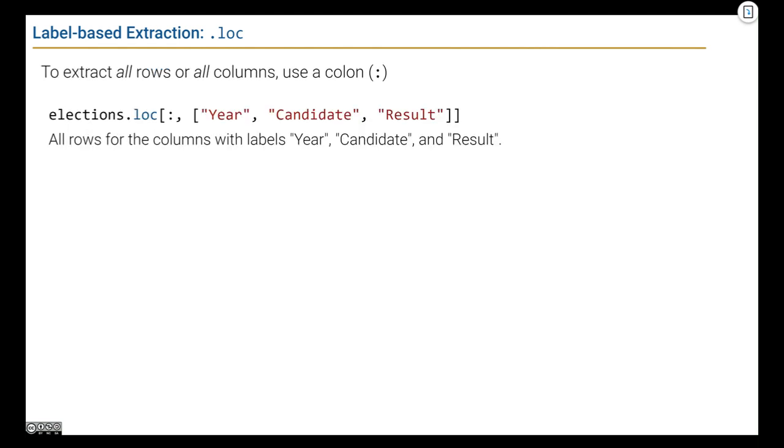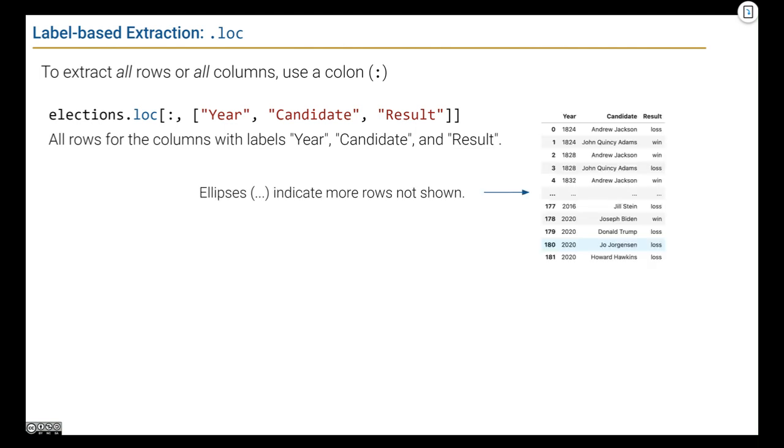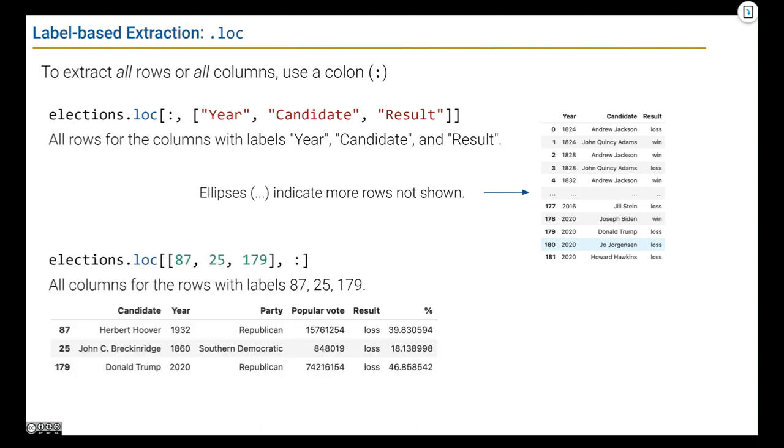And then I can also use a slice to extract all rows or all columns. In that case, I'm just using a colon because it's telling me to pull everything. And here's a way to do it with just pulling all the columns.